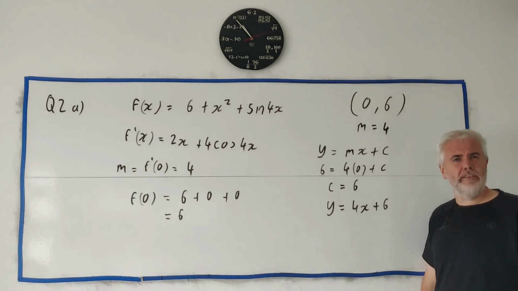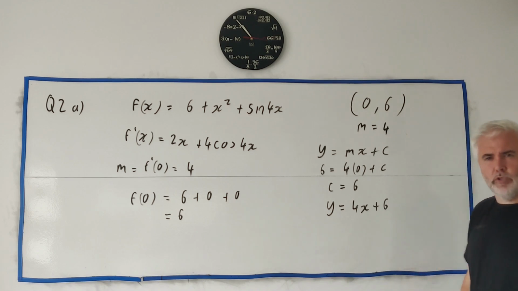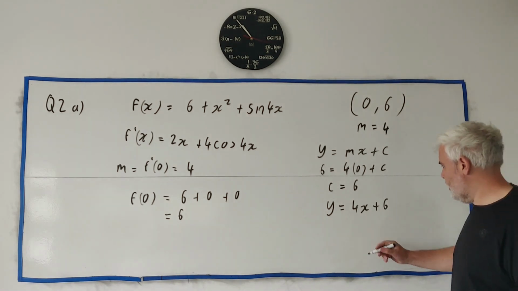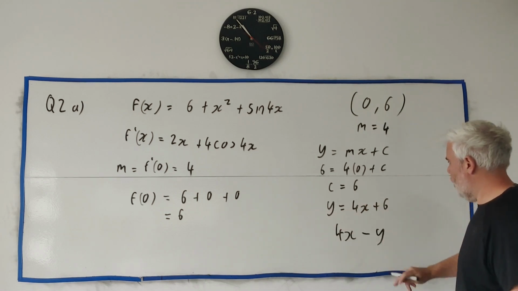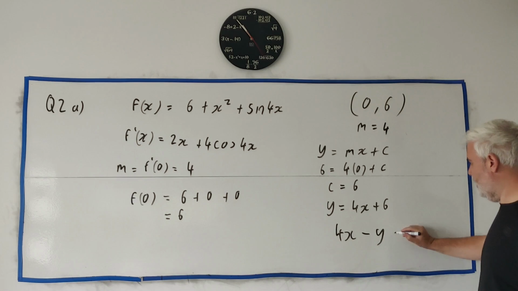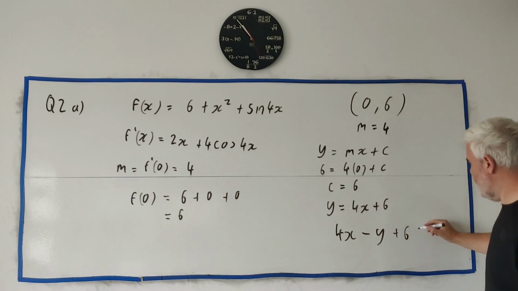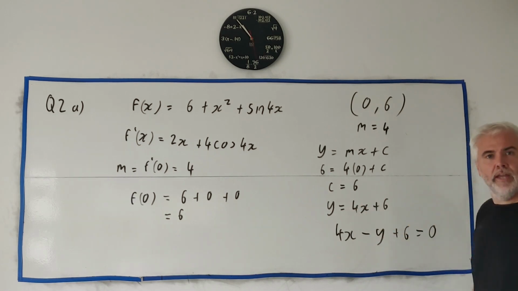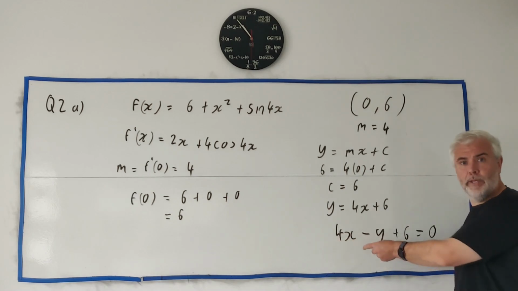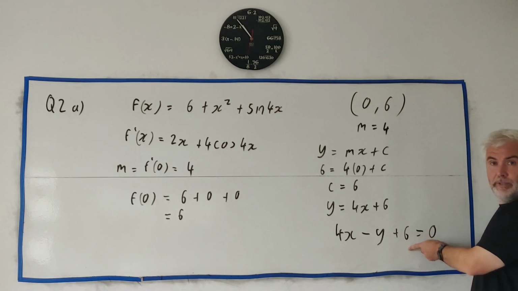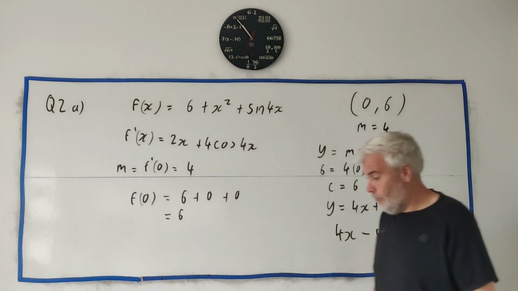It's not how they wanted it. They wanted it in the form of ax plus by plus c. So I just rearranged this. Leave 4x where it is. Bring the y over, minus y. And leave the 6 where it is. Change the equals, I guess, to this side. And that's how they wanted it. A would be a 4, B would be a minus 1, and C would be a 6 in their format.